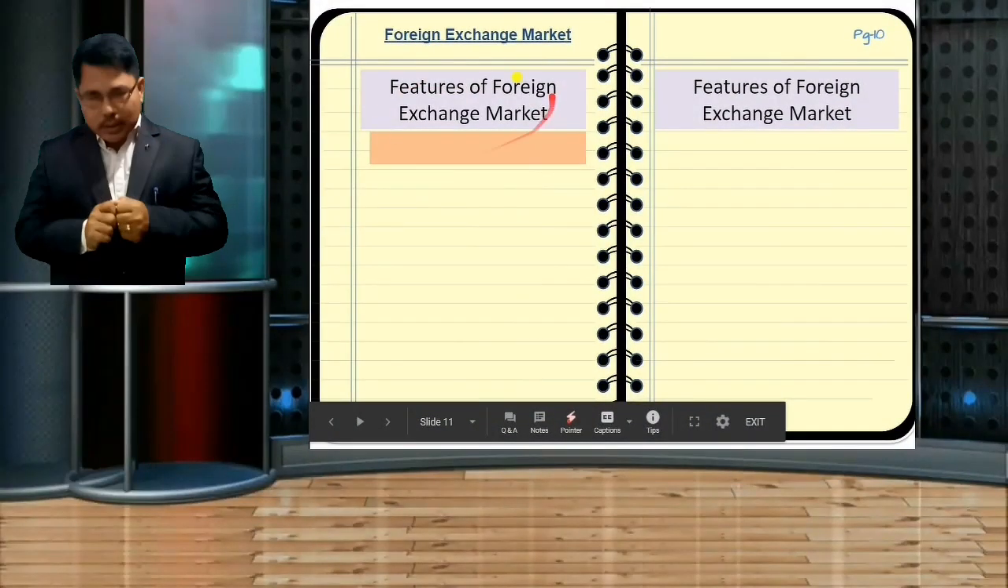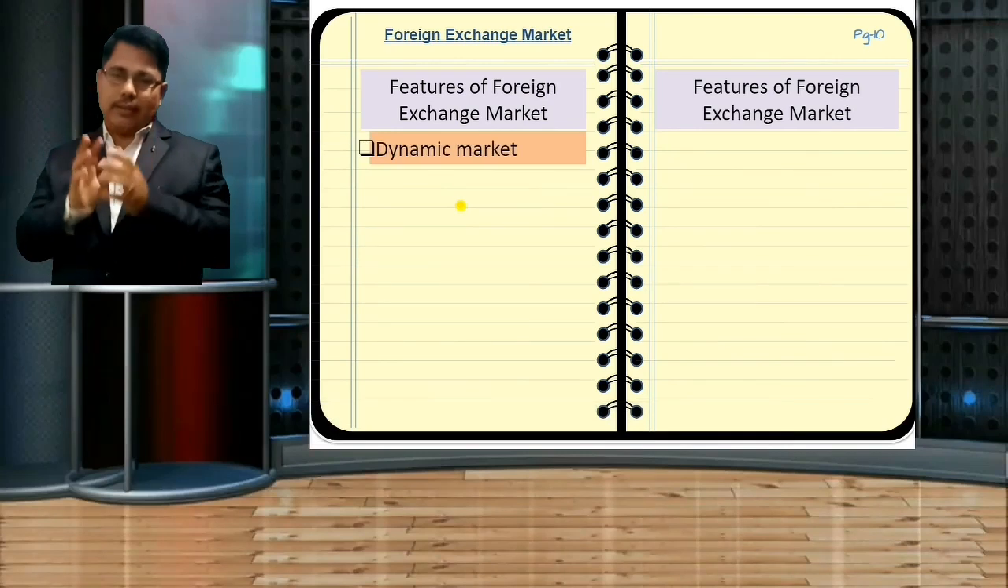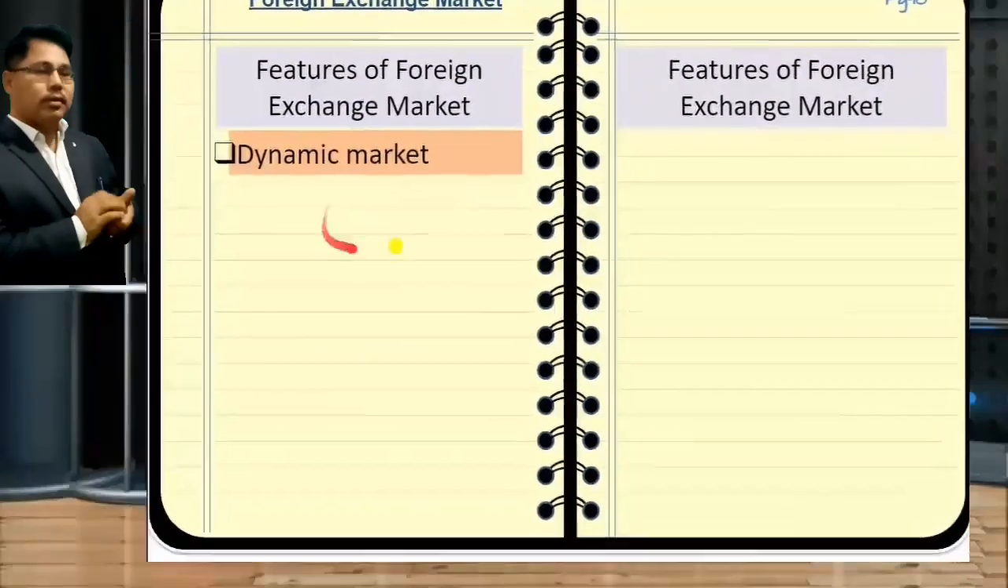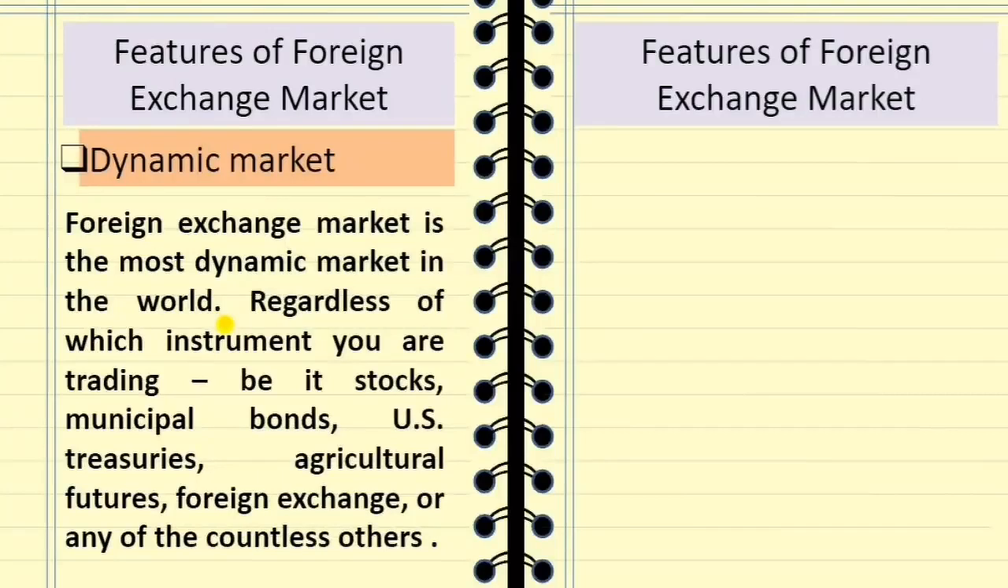Another important feature of the foreign exchange market is its dynamic market structure. Here, the foreign exchange market is the most dynamic one in the world, regardless of which instrument the countries are trading, be it stock markets, municipal bonds, treasuries, agricultural futures, foreign exchange or any of the countless others.